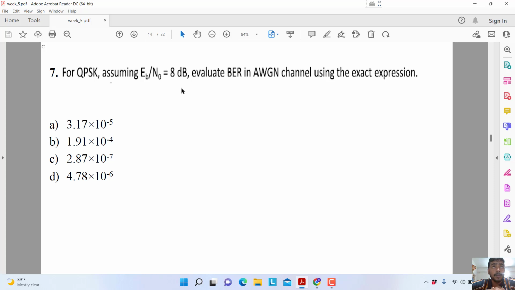So just firstly calculate Eb/N0 in linear scale, since it is given in dB, and just put in the formula of the BER in the AWGN channel. You can get your answer. Please try. If anybody got the answer, can comment. I'm giving you 30 seconds more. Please try it. After that, we will see the solution of this question.